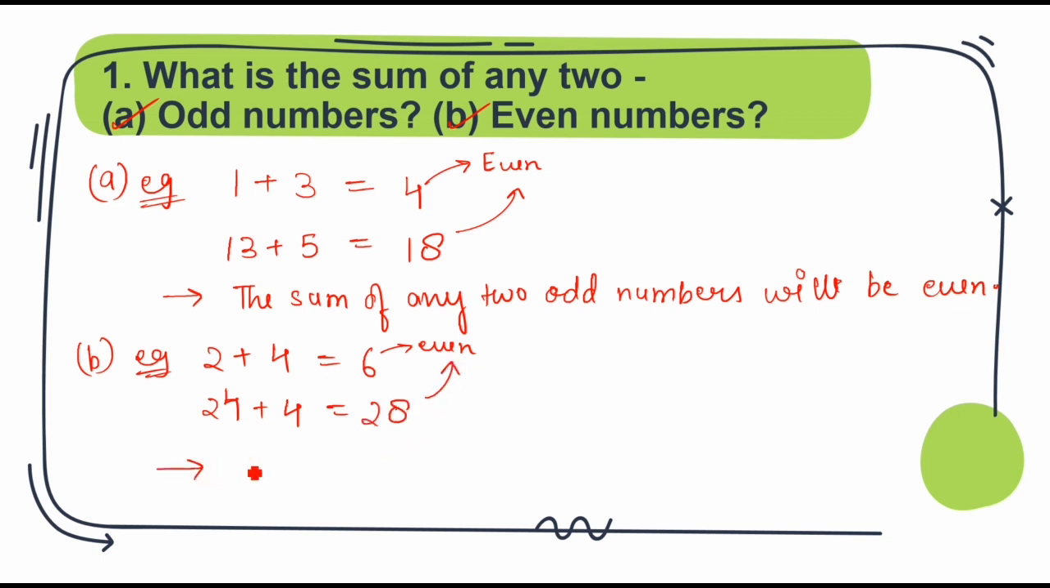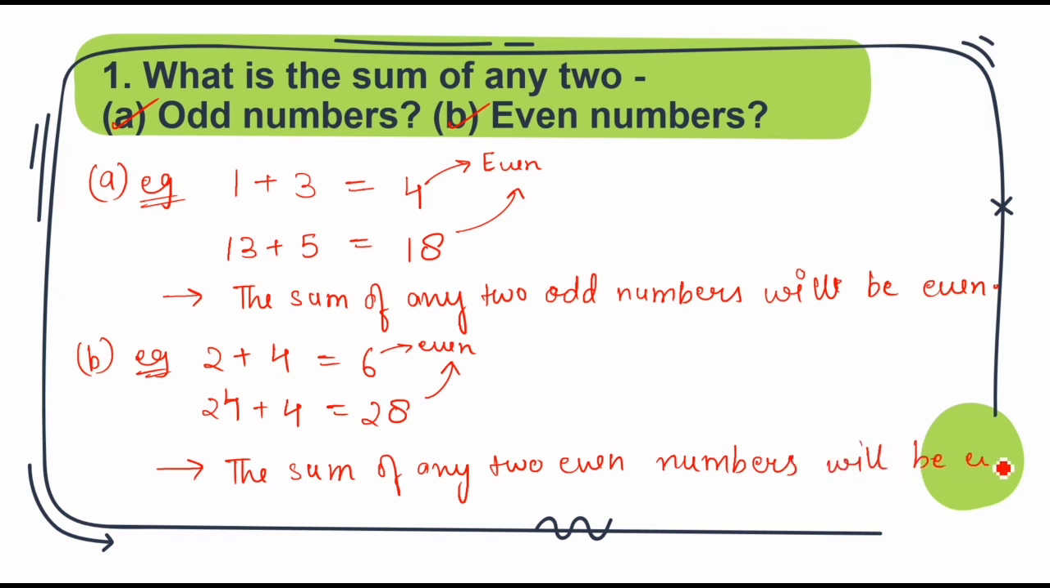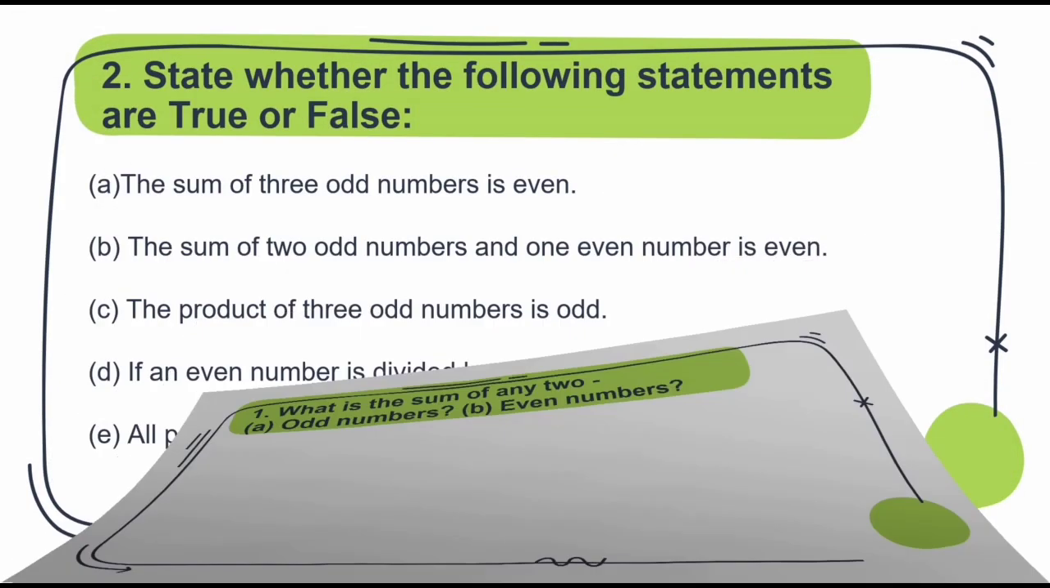So from this we can conclude that the sum of any two even numbers also will be even. Okay, so if I add two odd numbers, I will get the result as an even number. If I'm adding two even numbers, again I'm getting the answer as an even number. Got it? Okay, now let's see for the second question.